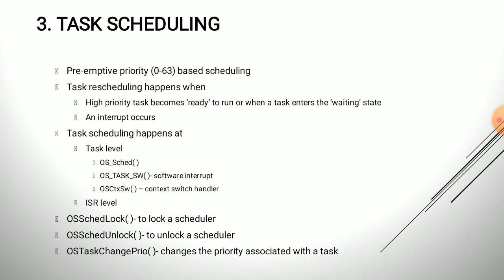So the service OS CTX SW is part of the micro C OS2 kernel service and is responsible for handling the context switch operation. This function saves the CPU registers and PSW, the program status word, to the stack of the preempted task and loads the CPU registers and PSW from the stack of the highest priority task. That is the process of context switching. So context switching is carried out by this OS CTX SW function.